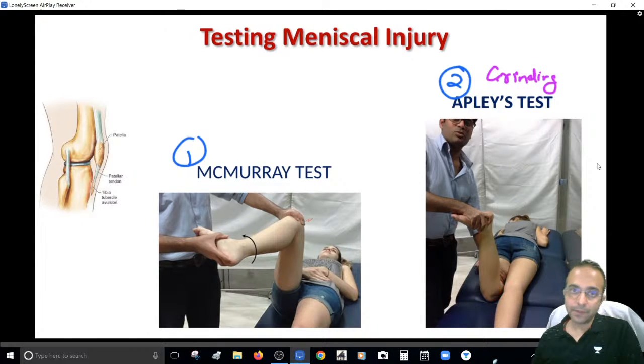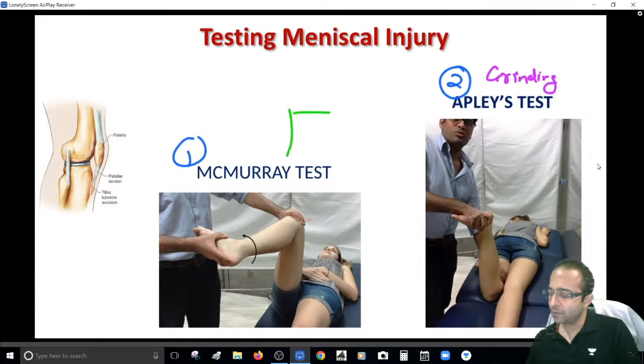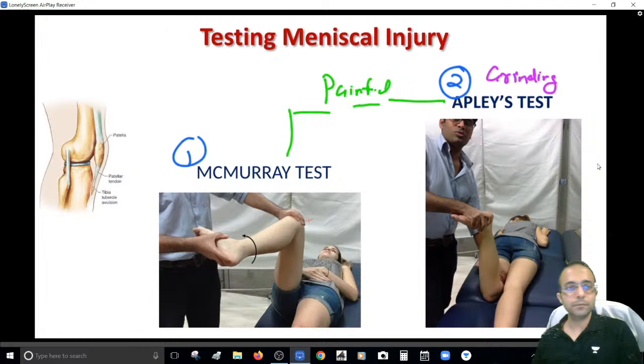If there is a meniscal tear, there will be pain. The patient will shout in pain. So this is how you can check for meniscal tears. But the problem with both these tests is that they tend to be very, very painful.